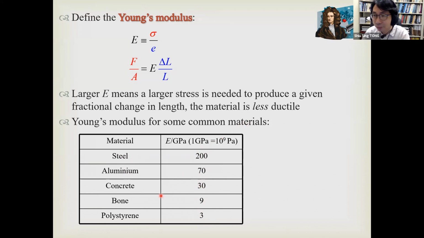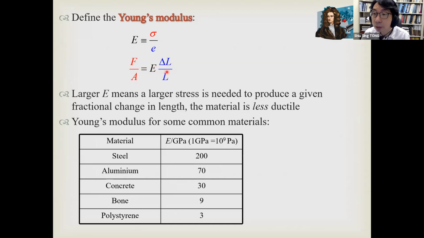You see, concrete is very difficult to elongate. But even for steel, the value for the Young's modulus is very large. You know the unit. The unit is 10 to the power 9 Pascal, which is a very large value. It's a gigapascal.